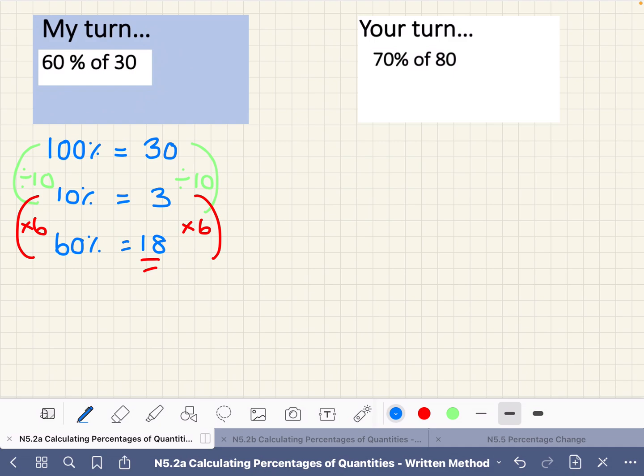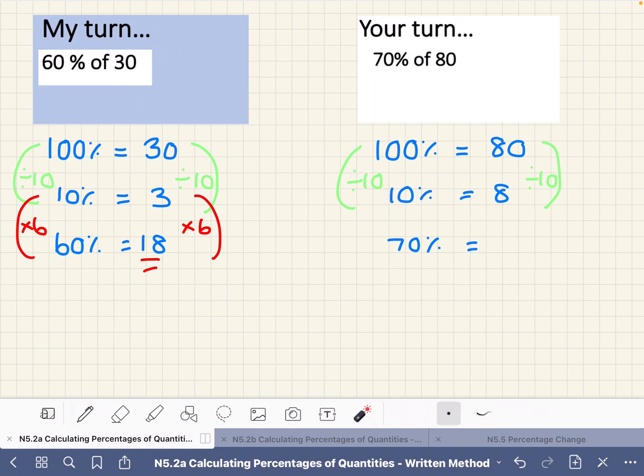Okay, to start off with, we have 100% is equal to the whole value of 80. Our key percentage is 10%. To get from 100 down to 10, we divide by 10. Therefore, we are also dividing 80 by 10. That gives us 80 divided by 10 is 8. 10% of 80 is 8, and we are looking to work out what 70% is.